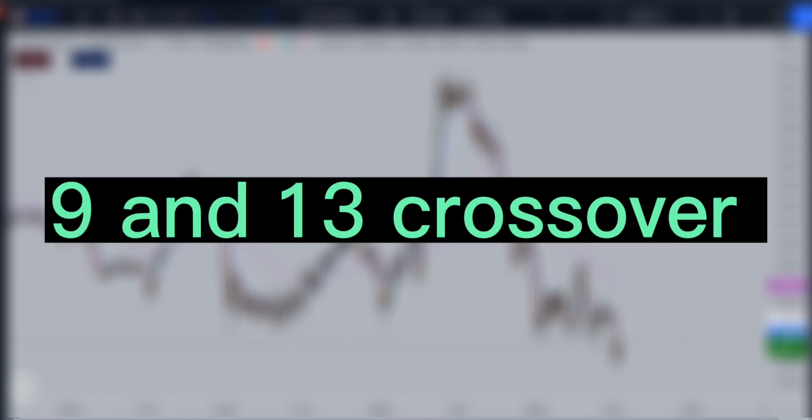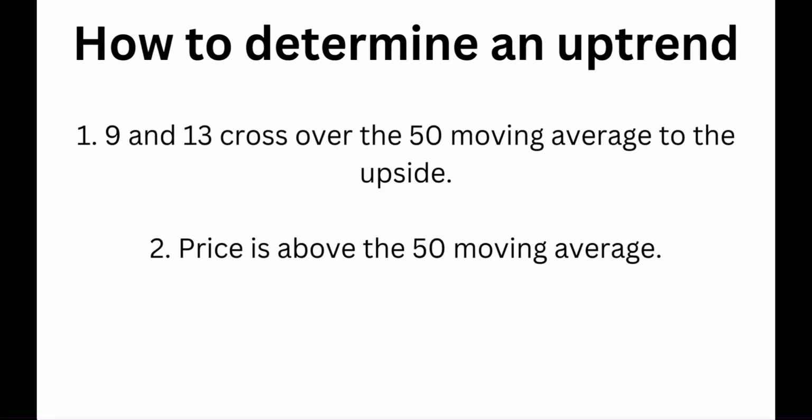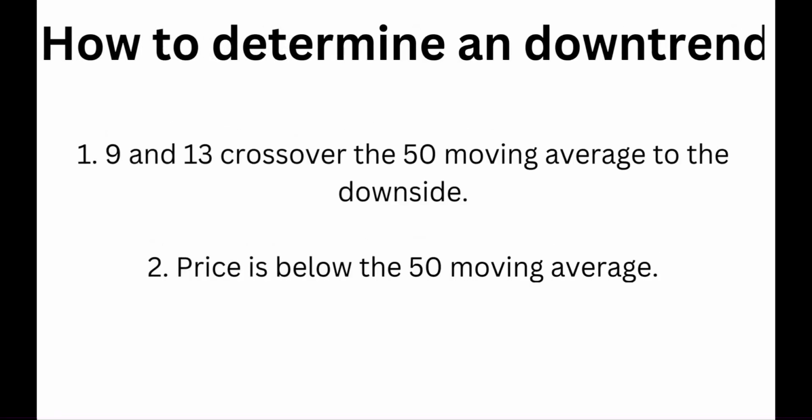In order to determine the trend, we need to see the 9 and 13 cross over the 50 moving average. Here's how to determine an uptrend. 1. 9 and 13 cross over the 50 moving average to the upside. 2. Price is above the 50 moving average. For the downtrend. 1. 9 and 13 cross over the 50 moving average to the downside. 2. Price is below the 50 moving average. That's how we know if we should be either buying or selling.